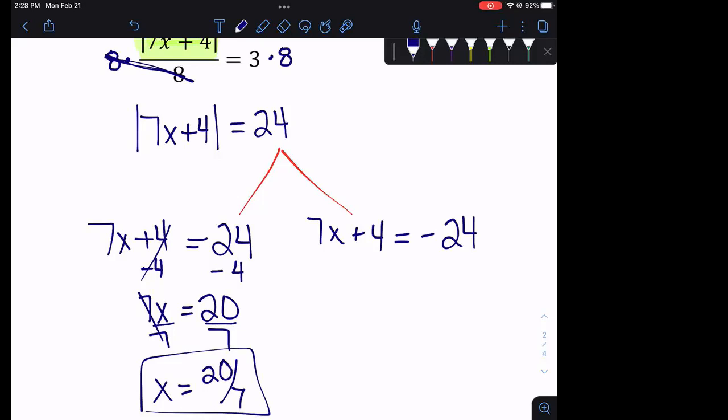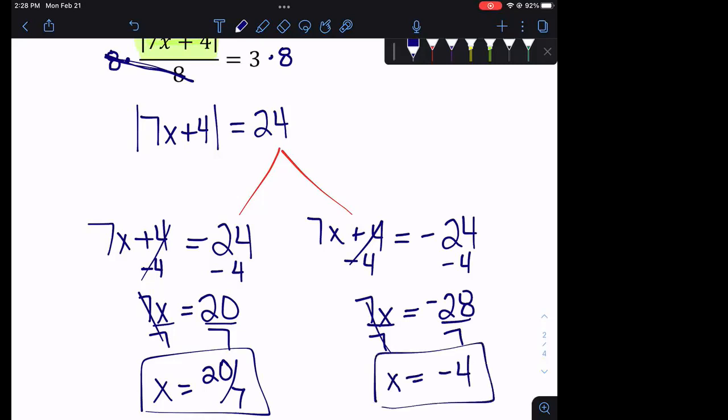Process for the second equation is very similar. Subtract 4 from both sides. 7x equals negative 28. Divide both sides by 7. And x equals negative 4. So there's my two answers.